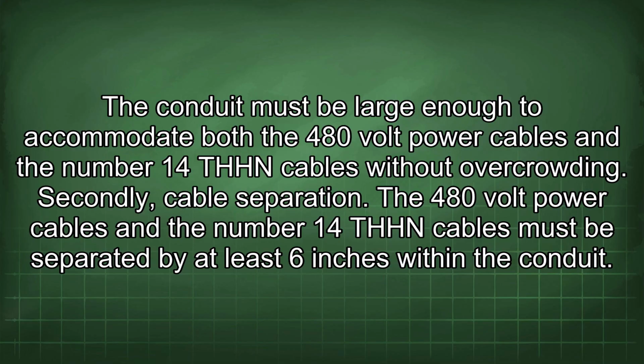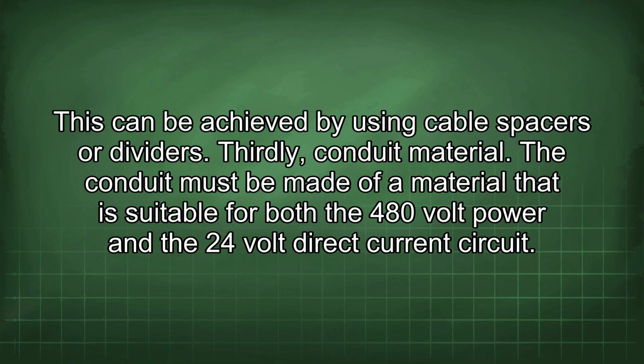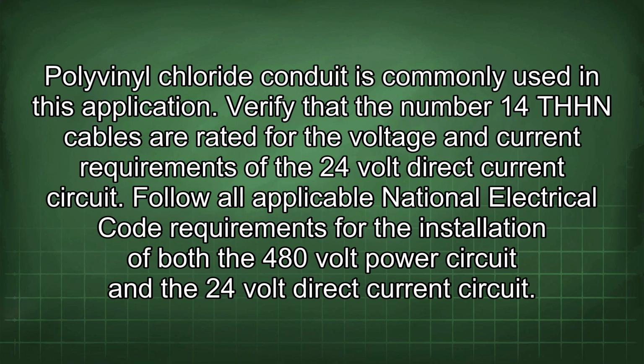480-volt power cables and the number 14 THHN cables must be separated by at least 6 inches within the conduit. This can be achieved by using cable spacers or dividers. Thirdly, conduit material. The conduit must be made of a material that is suitable for both the 480-volt power and the 24-volt direct current circuit. Polyvinyl chloride conduit is commonly used in this application.